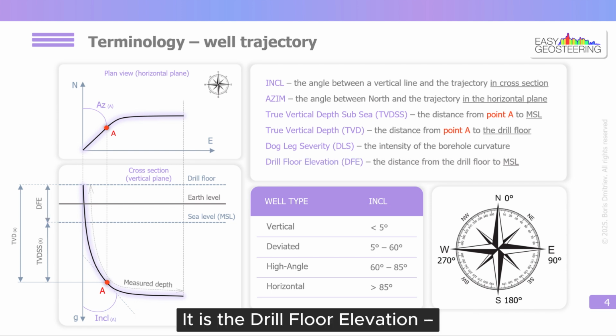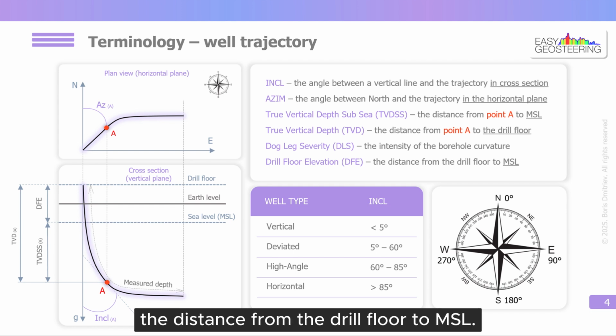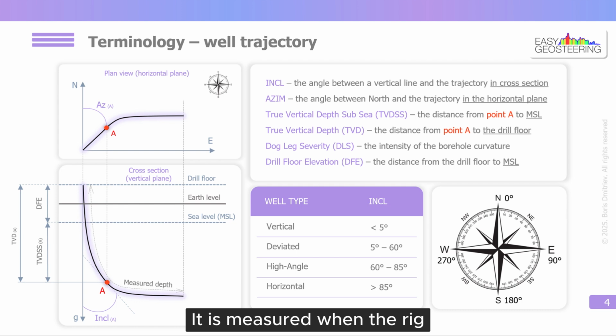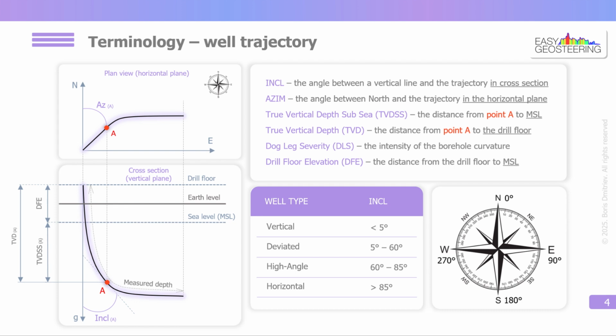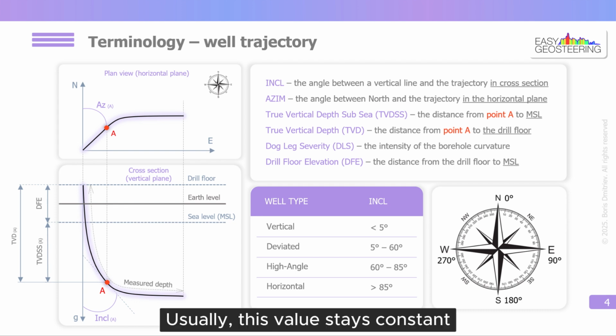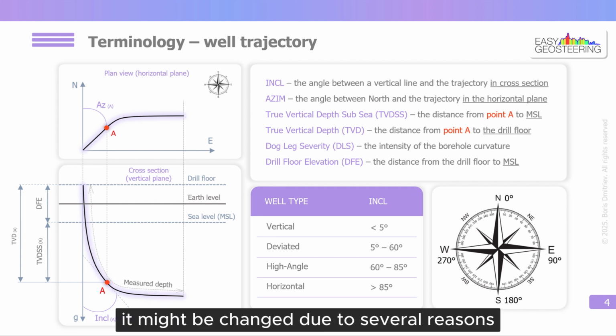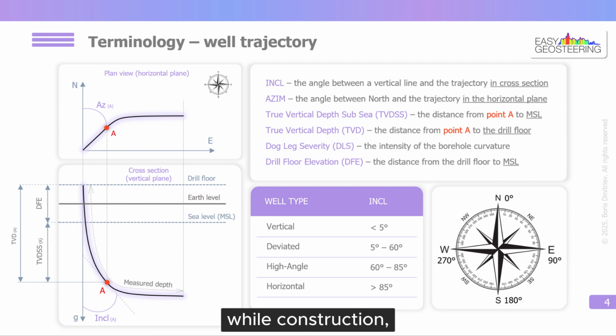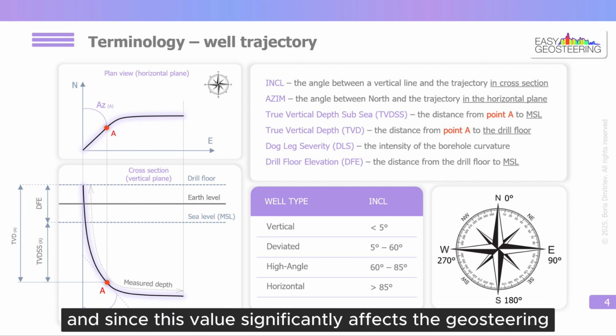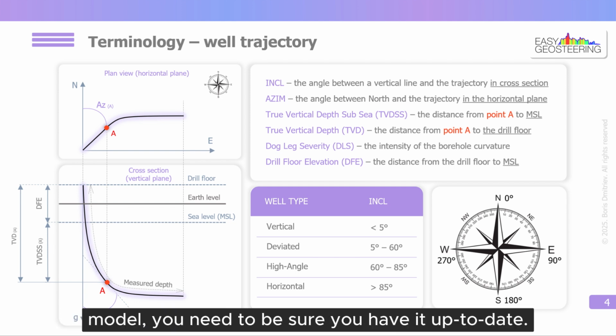And finally, we have one more measured value which describes trajectory in the space. It is the drill floor elevation, the distance from the drill floor to MSL. It is measured when the rig is positioned at the well site. Usually this value stays constant throughout the drilling process, but sometimes it might be changed due to several reasons while construction. And since this value significantly affects the geosteering model, you need to be sure you have it up to date.